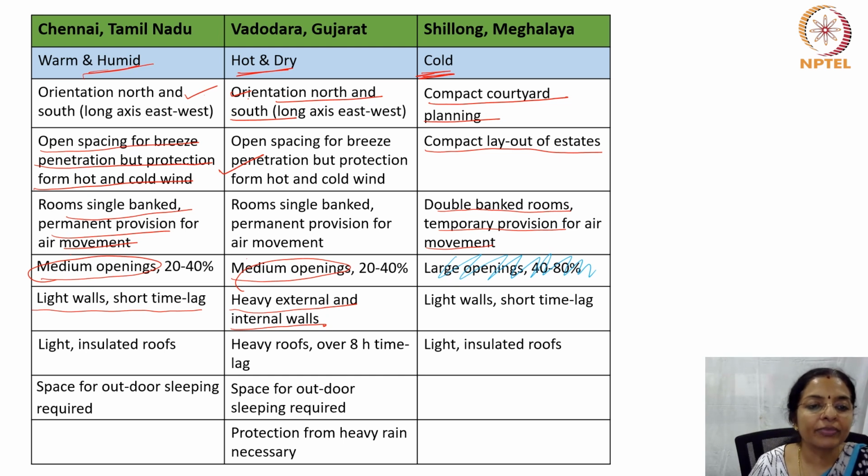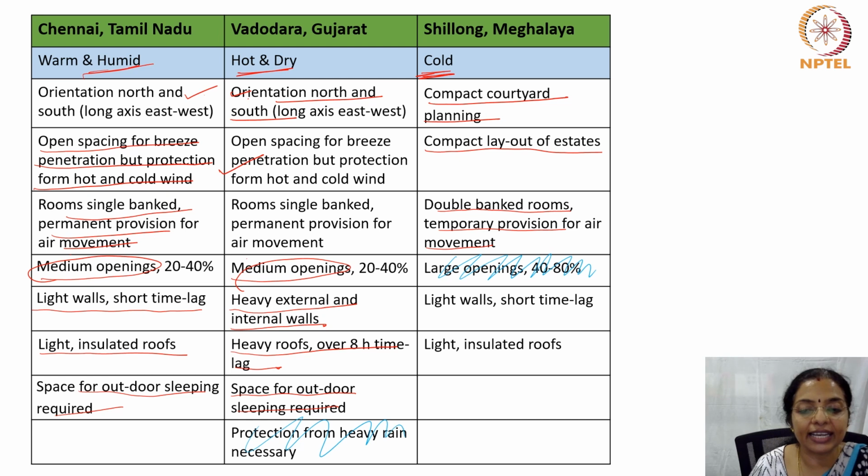Again, roof for warm humid is light insulated roof. Whereas for Vadodara, it is heavy roof with 8-hour time lag. Whereas Shillong, it says light insulated roofs. Provision for outdoor sleeping is required for warm and humid. And again for hot, dry, it says space for outdoor sleeping is required. And for hot, dry, it says protection from heavy rain.